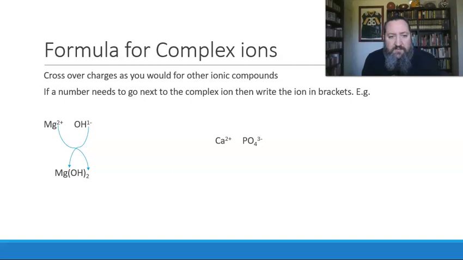Let's look at a different, more complicated looking example: Ca2+ and PO4 3-, so calcium and phosphate. Swap and drop, and we end up with Ca3, PO4 in brackets, and then 2 of those. So Ca3(PO4)2. Visually, it looks a lot more complex than what we did previously, but it's exactly the same process. If you keep those pieces as a chunk, PO4, OH, CO3, NO3, etc., they all work exactly the same.